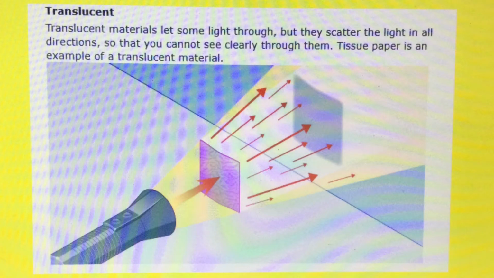Now let's focus on the word translucent. Translucent materials let some light through, but they scatter the light in all directions so that you can't see through them clearly. Not like you can with transparent materials like glass. Tissue paper is an example of a translucent material. Can you think of any others?